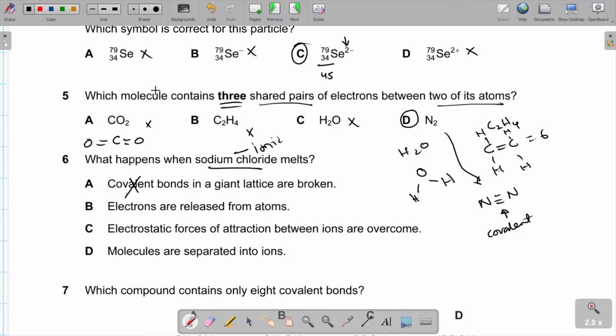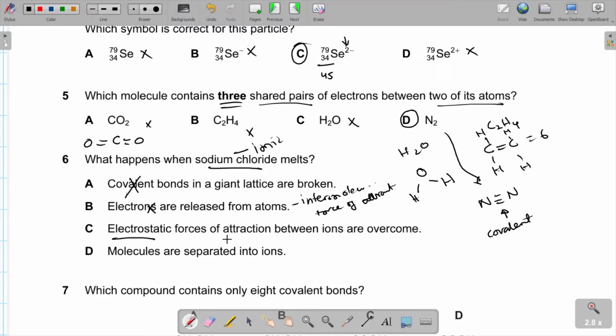Electrons are released from atoms. No, electrons are never released. We release intermolecular forces of attraction. So electrons are not released from the atoms.